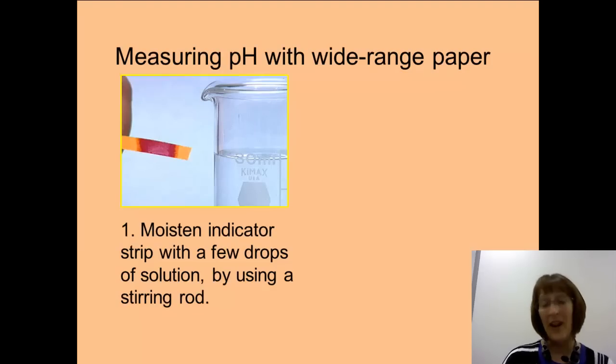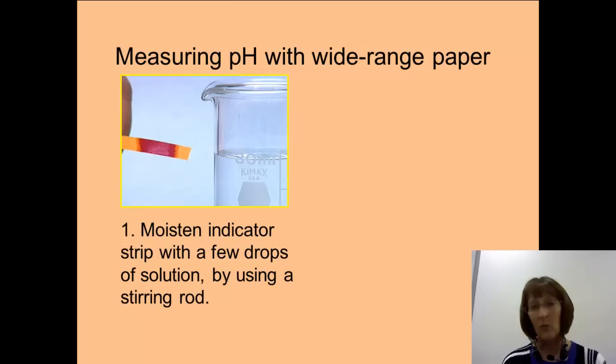Measuring pH with wide range paper. This is what we have, and we like to use this a lot. Moisten the indicator strip with a few drops of solution by using a stirring rod. Like if you put the opposite end of your rubber policeman in the glass stirring rod and dip it in there and put a drop of it onto the pH paper. Notice the entire piece of the pH paper is not wet.